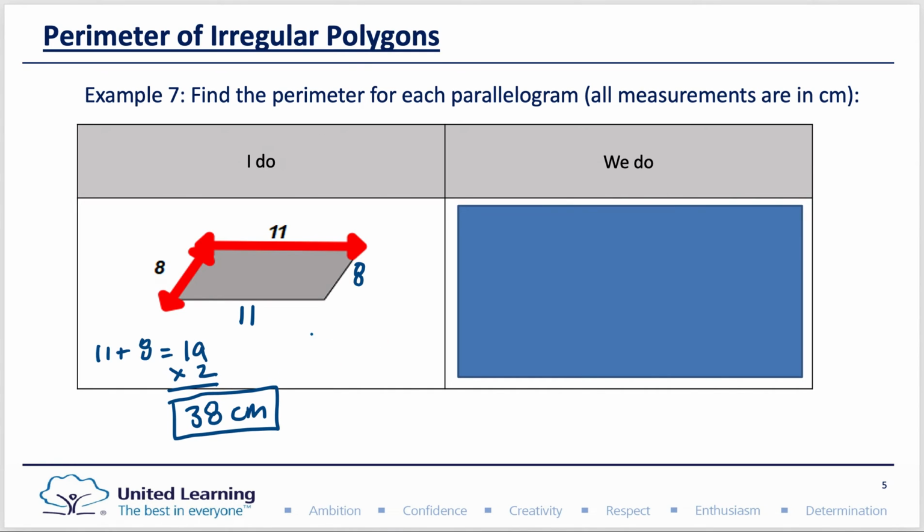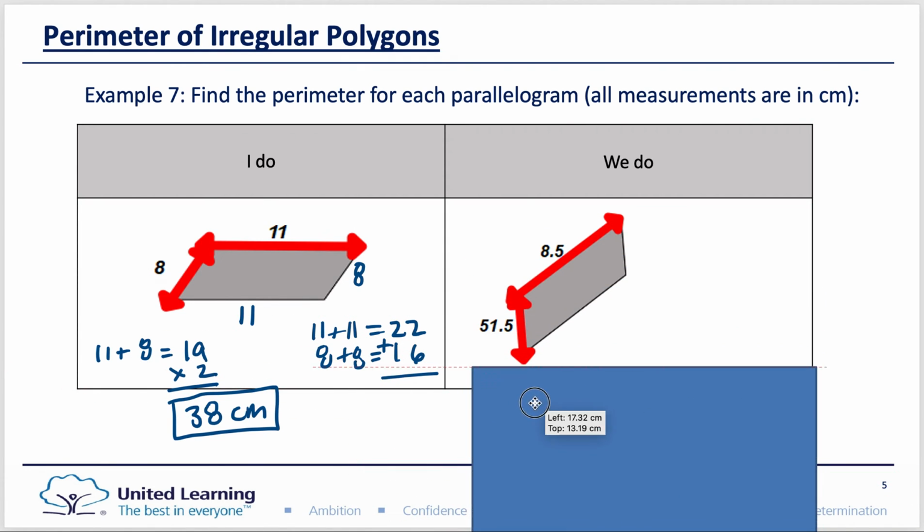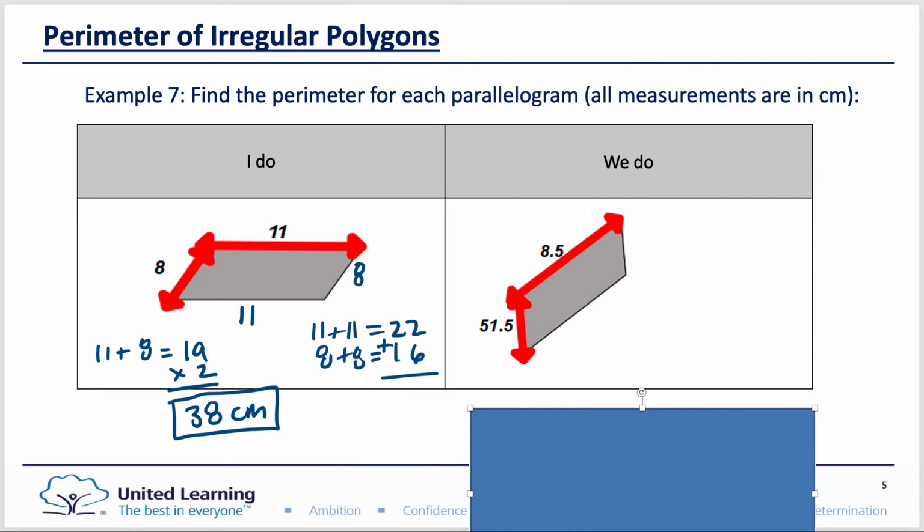Again, multiple ways you could do that. I could do 11 plus 11 to get 22, 8 plus 8 to get 16, and then I can add that together. Again, it doesn't matter. Just make sure you get that 38. Can you please pause the video and find me the perimeter of this one?